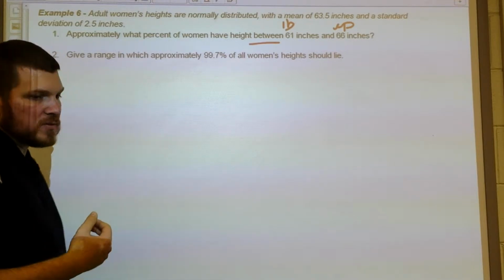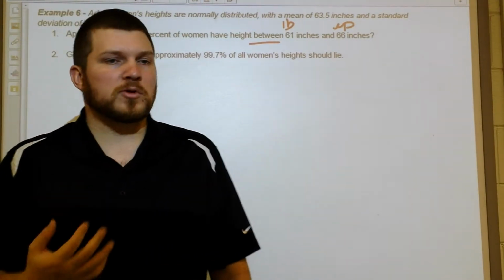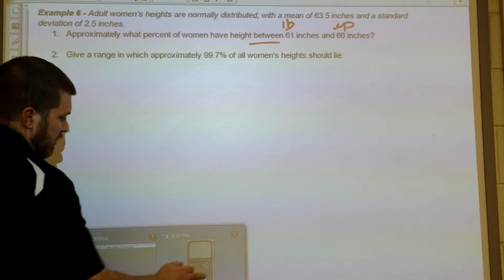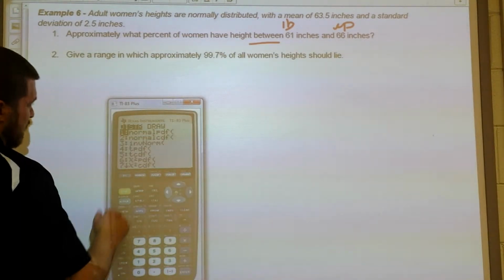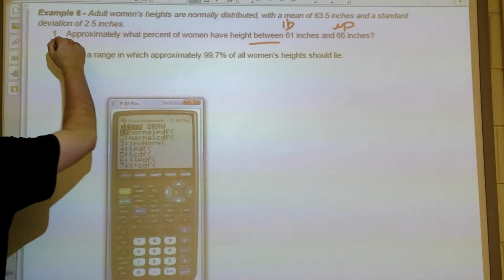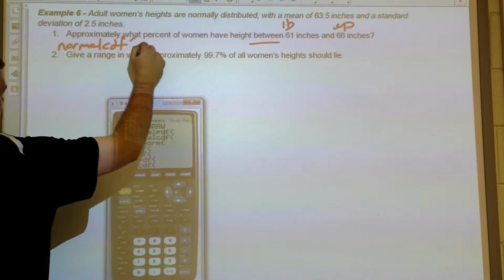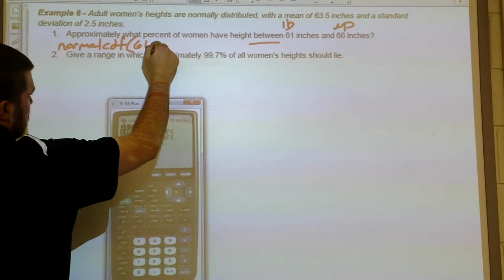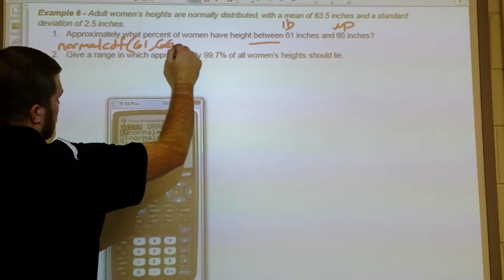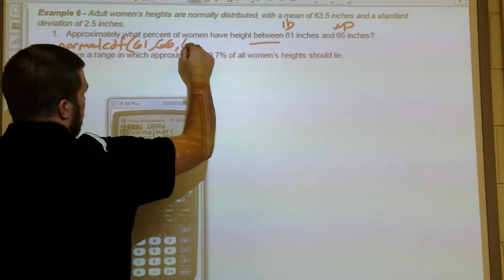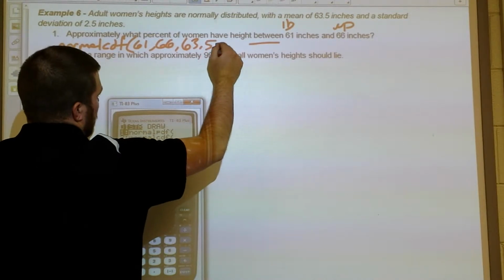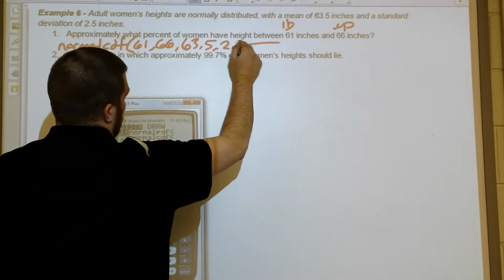Well, since our keyword is between, that means we're going to use the normal CDF function. So in the calculator, I'm going to pull up the normal CDF function. If it helps you to draw it out first like this, we have lower bound 61, comma, upper bound 66, comma, average value 63.5, comma, standard deviation 2.5.